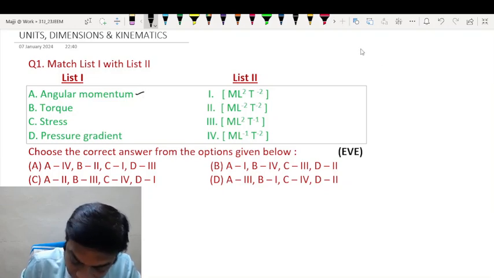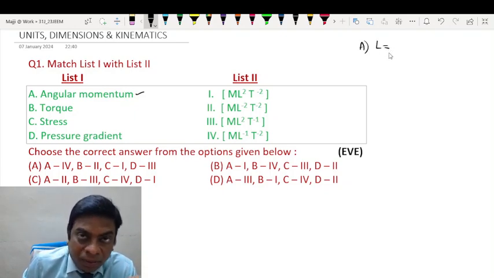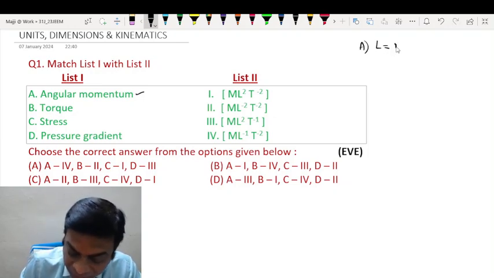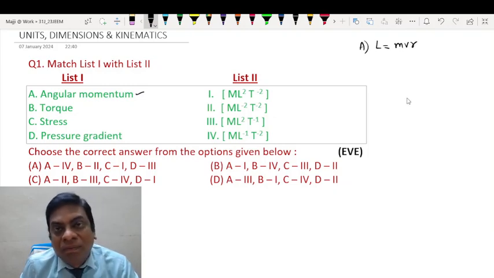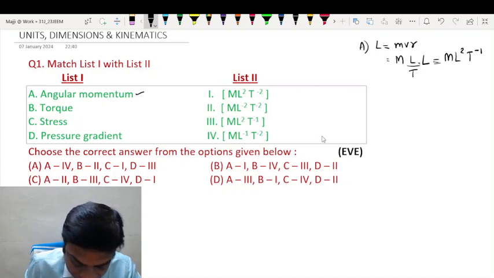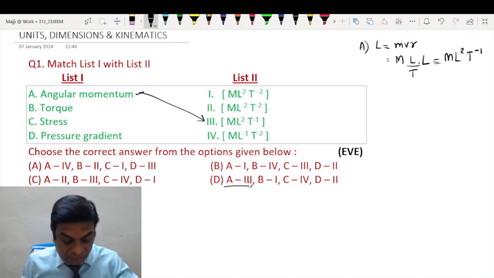Now as we know, angular momentum, you can think of the simplest formula for angular momentum. If a particle of mass m goes along a circle of radius r with a speed v, then its angular momentum is the product mvr. So for m we have m itself, velocity is L by t and r is L. So as you can see, it is ML²T⁻¹. So A should be mapped with third. So you can see A is mapped with third.